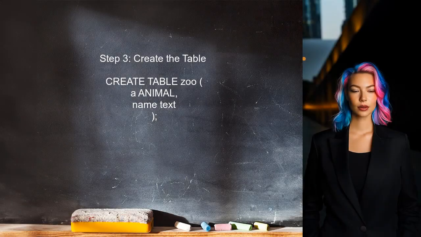Instead, we can create a single enum type that includes all possible values. Now that the user has defined the combined enum type, they can create a table that uses this type as a column. This allows for the storage of any of the defined animal types.